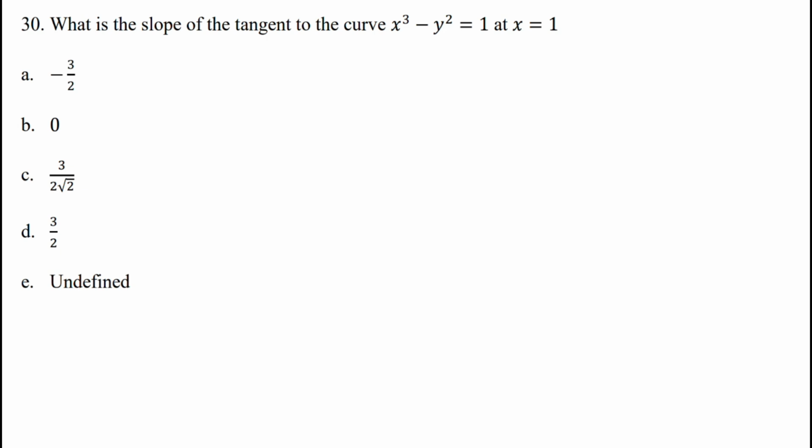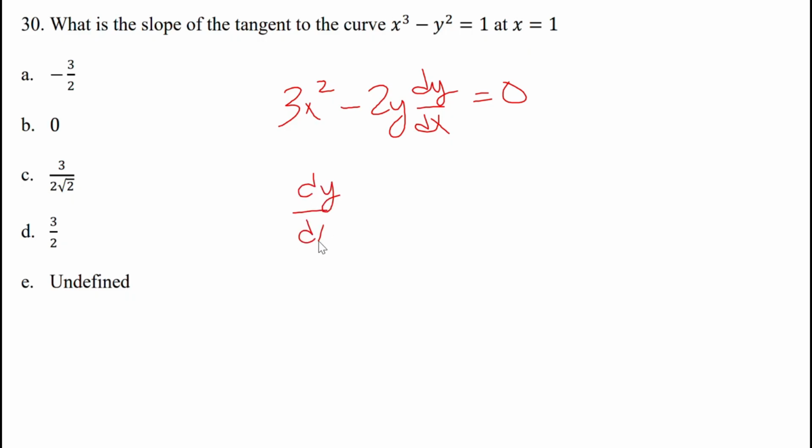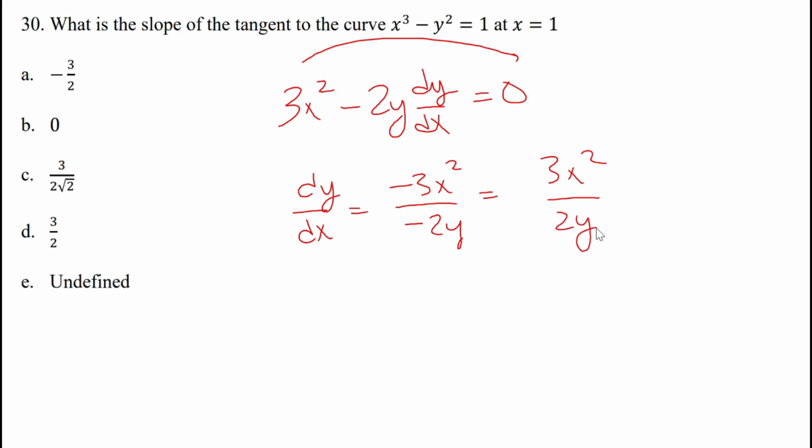Okay, for number 30, we're looking for the slope of the tangent again at x equals 1. So we just want the derivative of this at x equals 1. So that'll be 3x squared minus 2y dy dx, using implicit differentiation, is equal to 0. Well, that tells us that dy dx is equal to negative 3x squared over negative 2y, if I bring this to the other side, or really just 3x squared over 2y. We can do it either way. And then we need to evaluate this when x is 1.